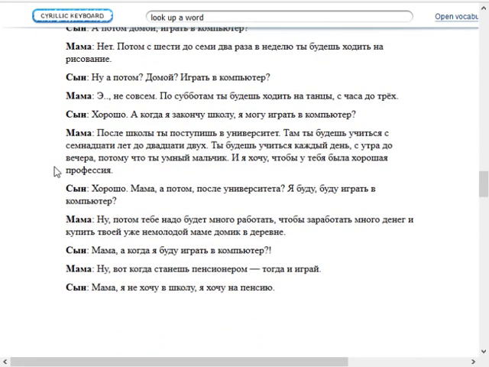Ну, вот когда станешь пенсионером, тогда и играй. Мама, я не хочу в школу.